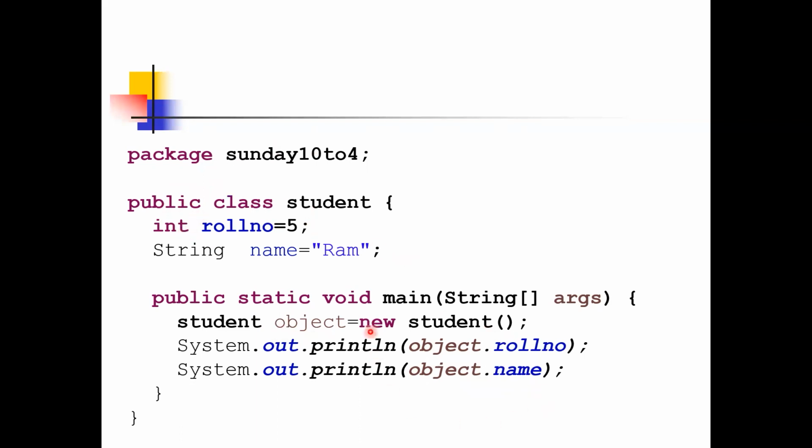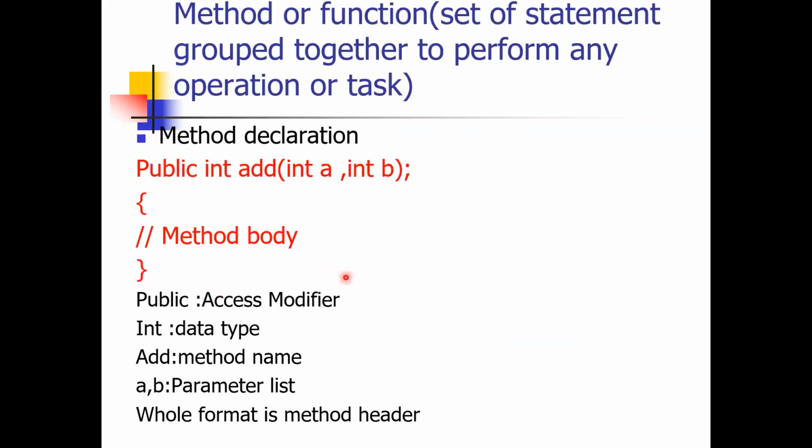Now we are in the main method, and we have created the object of the Student class. What is the object? An object for the class Student. It will refer to this class. Then what? The output will be 5 and the name. Okay. So that is how to write a simple program of class and object.